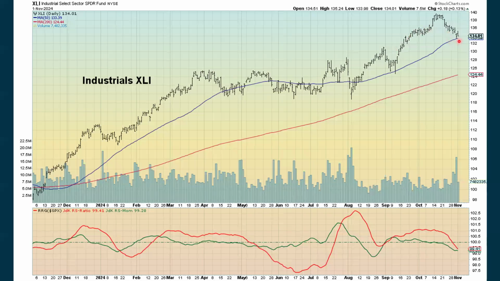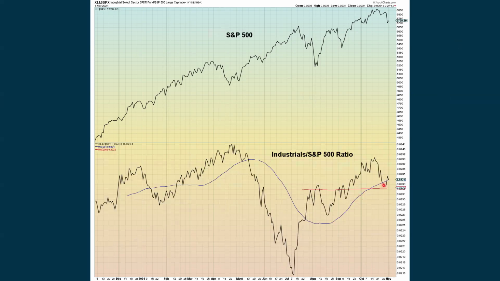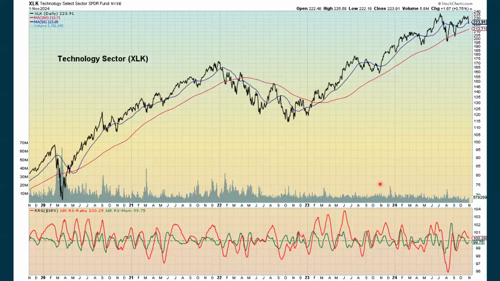Industrials coming down and testing their 50-day moving average. And on a ratio basis, we've just seen a recent golden cross here when we look at this ratio overall, even though it's been pulling back lately.